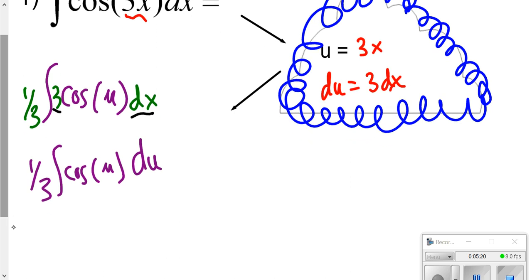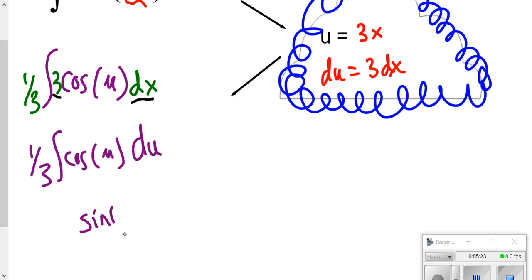What's the antiderivative of cosine? Well, that's just sine of u. That 1/3 is still hanging out there. I'm going to add the plus c, and I'm done. Oh, that's really awesome. I like it this time.